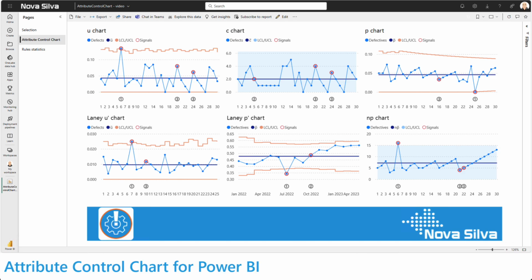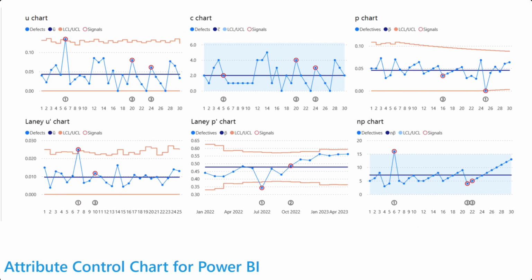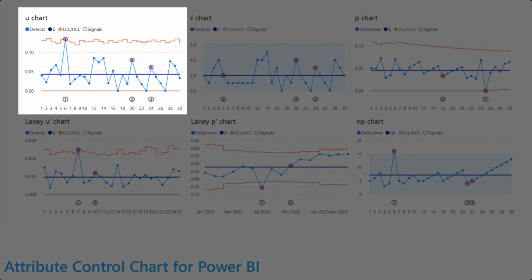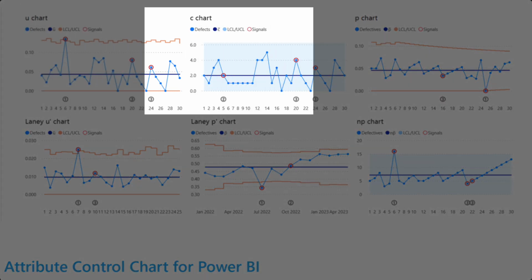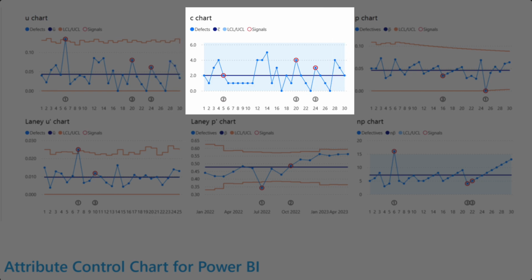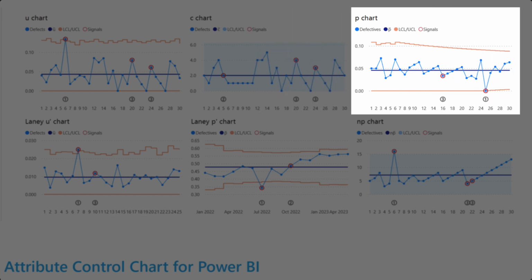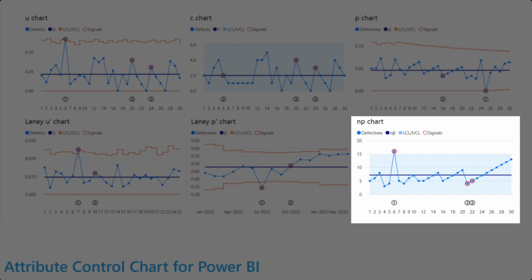Here we have all 6 charts, all available within the attribute control chart. The U chart that tracks the number of defects per unit when the sample size varies. The C chart that monitors the number of defects in each sample when the sample size is constant. The P chart that observes the proportion of defective items in each sample when the sample size varies. And the NP chart that displays the count of defective items in each sample when the sample size is constant.